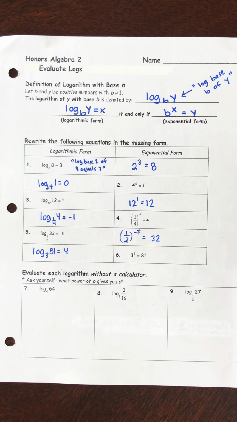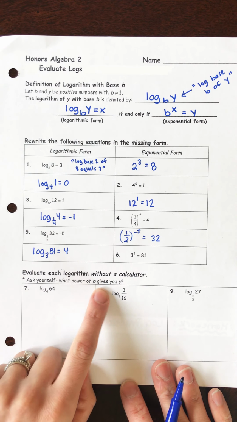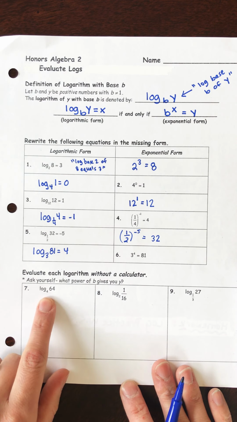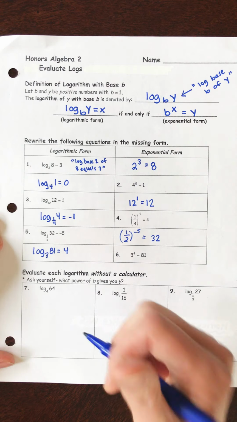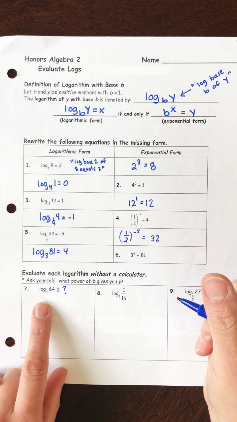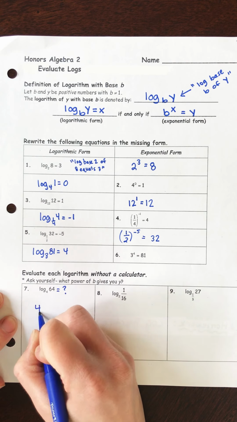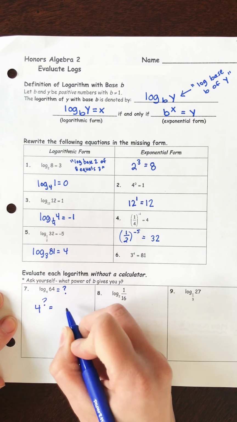Okay, so if I said evaluate these logs, what you are doing is you're asking yourself what power of b gives you y, or what power of the base gives you the number inside. Because basically what I'm asking you, like in number 7, if I said what's log 4 of 64, if I rewrite this in exponential form like I did up here, I'm asking you to say, well, 4 to what power equals 64?